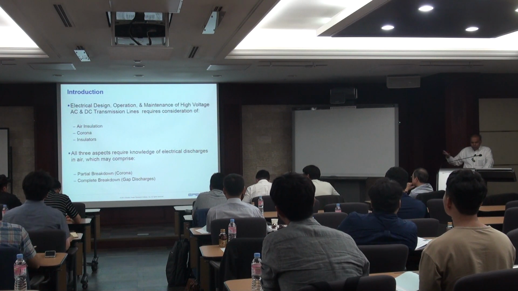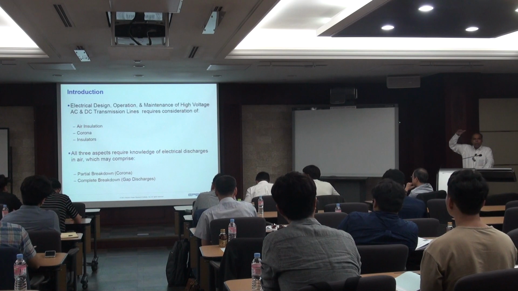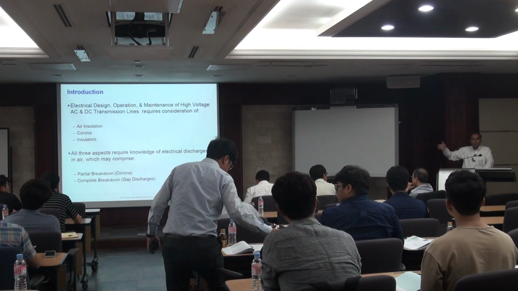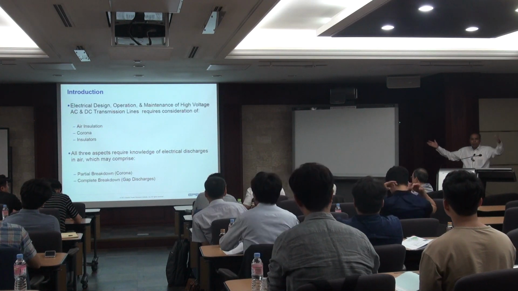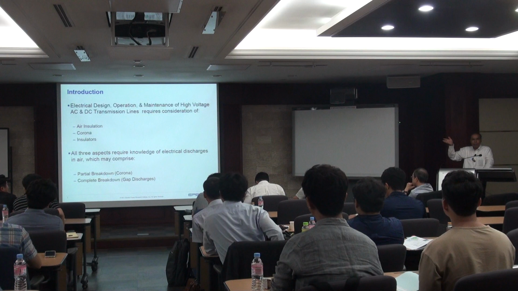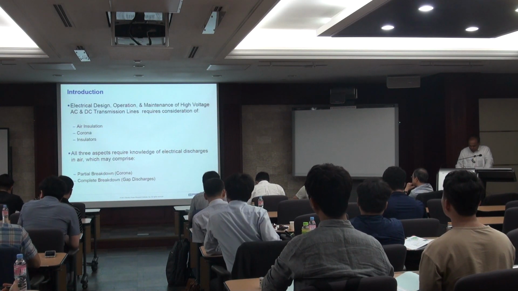The other one is complete breakdown. It means a high voltage line sparks over to the ground, a complete discharge, or you can have two conductors where the air in between breaks down and sparks over from one to the other. Those are called gap discharges.